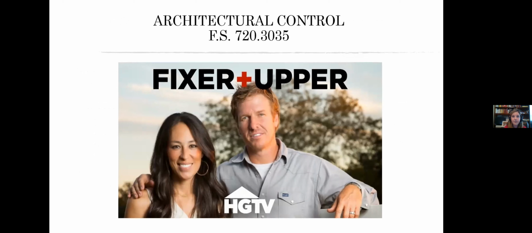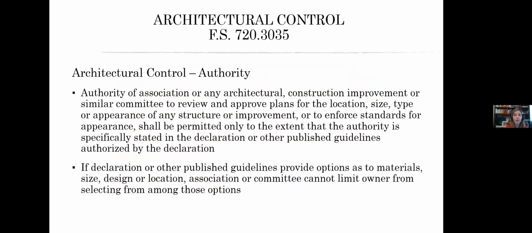This is my favorite topic, architectural control. Basically, my rule of thumb is if you see Chip and Joanna do it on formerly Fixer Upper or any HGTV or whatever their new show is going to be, right? If we're changing the outside look of a lot, of a house, probably going to need architectural control approval. Architectural control approval really depends on your individual documents. There was a case not that long ago where someone was changing some landscaping, and the language in their documents only dealt with buildings, and the house didn't have anything to do with landscaping.